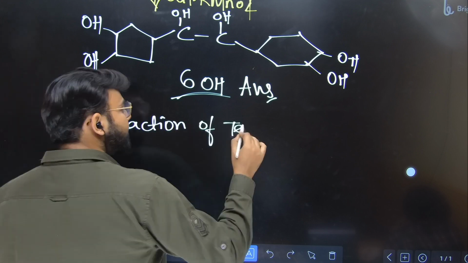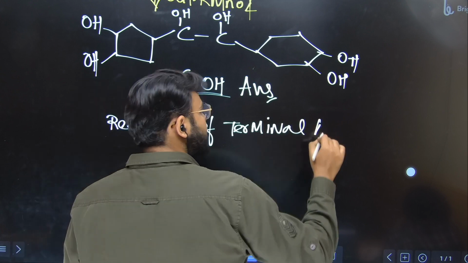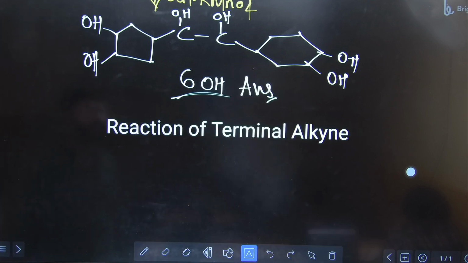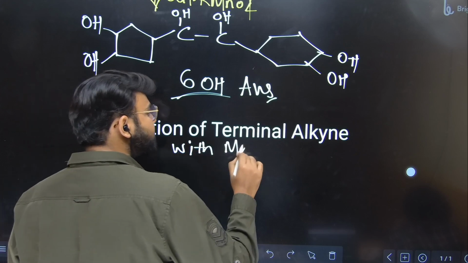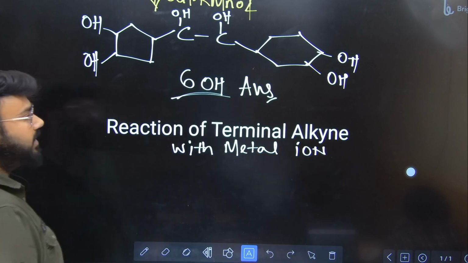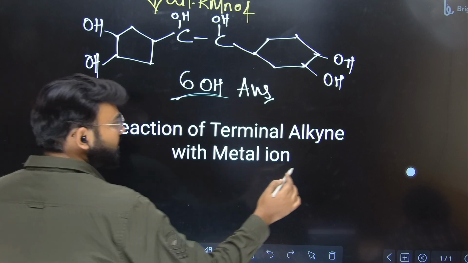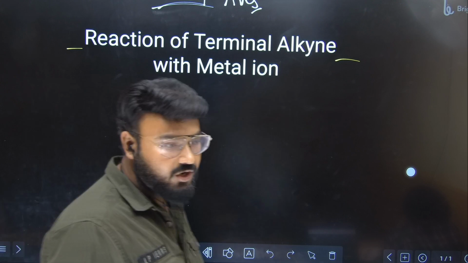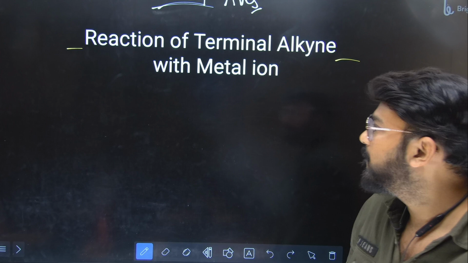Reaction of terminal alkyne with metal ions. Guys, it is a reaction of terminal alkyne with metal ion. It's a very, very important topic, guys. Please take a note of this. This is going to be your headline. Reaction of terminal alkyne with metal ion. Okay. Please take a note.